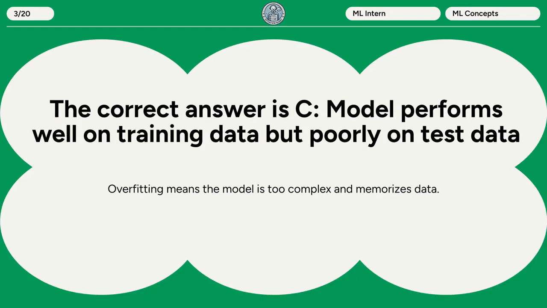The correct answer is C. Model performs well on training data but poorly on test data. Overfitting means the model is too complex and memorizes data.